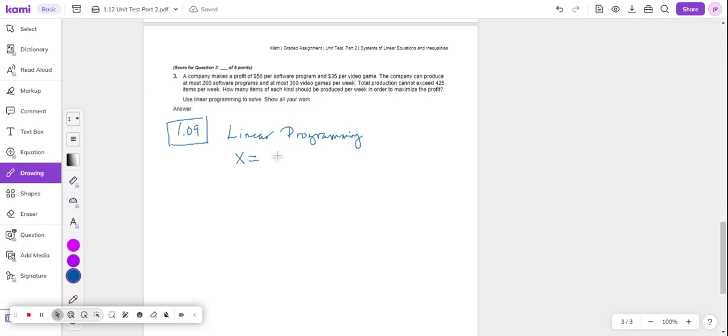So I'll let X be the number of software programs that the company could produce. And I'll let Y be the number of video games that the company can produce.